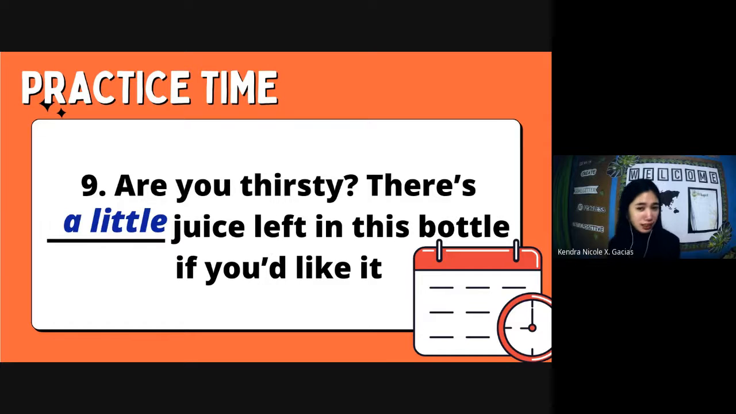So, are you thirsty? There's a little juice left in this bottle if you'd like it. So, there is enough amount of juice left in the bottle. So, if the person likes it, she or he can drink it. All right. So thank you for that. And the last one.